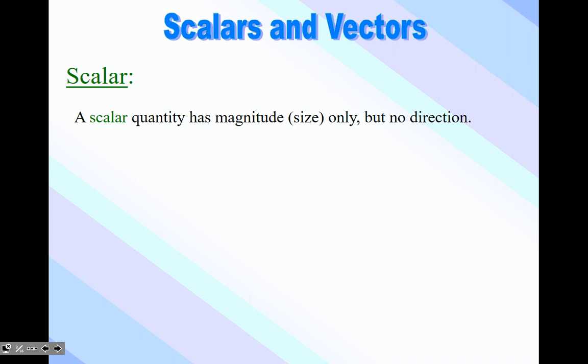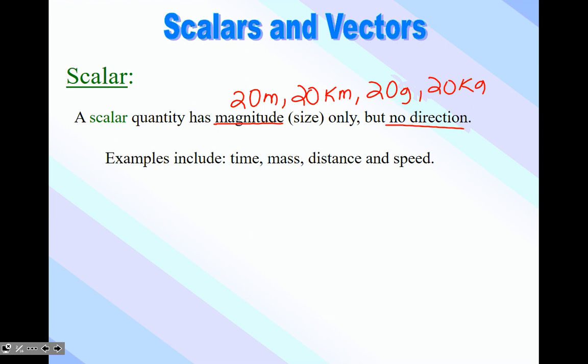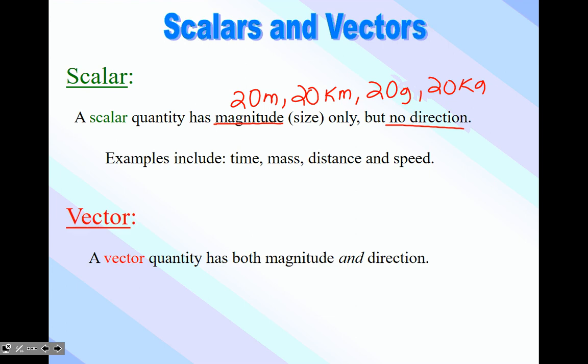So a scalar quantity has magnitude, or size, and no direction. So magnitude is a word like 20 meters, for example, 20 kilometers, 20 grams, 20 kilograms, no direction, okay? And you'll understand that a little bit more when I give you an example of a vector quantity. Examples of scalars include time, mass, distance, and speed.